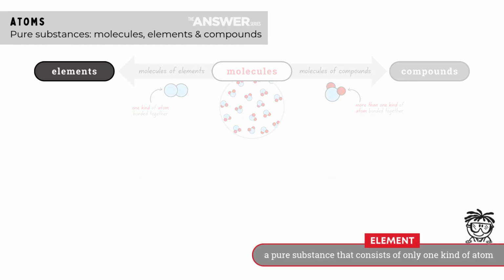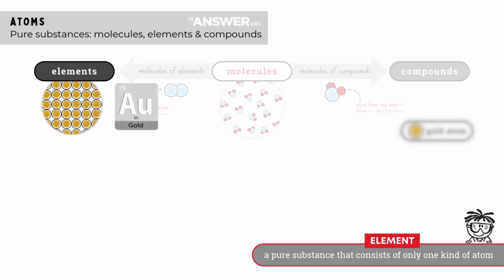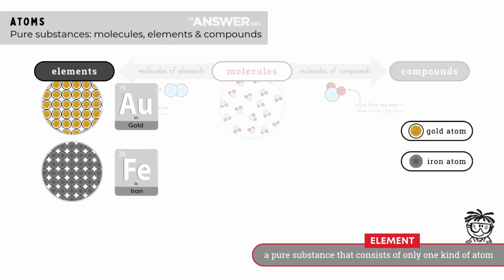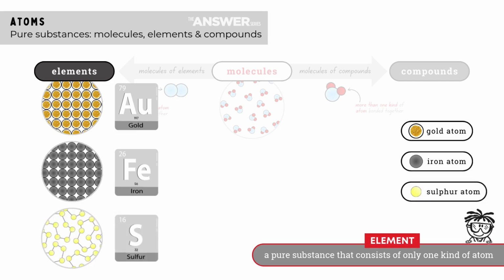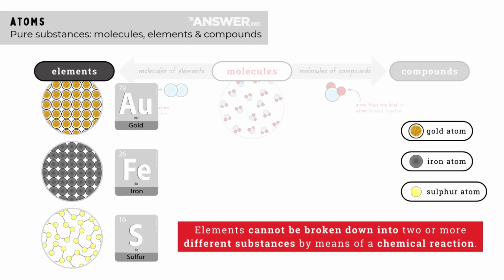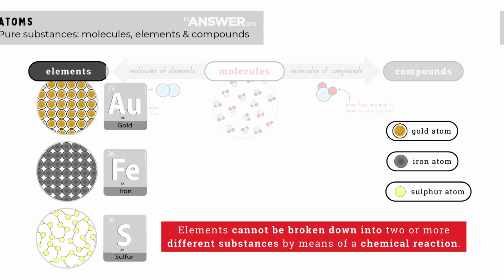As explained previously, an element is a pure substance that consists of atoms of only one kind. Like a piece of gold consists only of gold atoms. Iron consists only of iron atoms, and sulfur consists only of sulfur atoms. As an element consists of only one kind of atom, it can't be broken down into two or more different substances by means of a chemical reaction. There physically is nothing else for it to be broken down into.